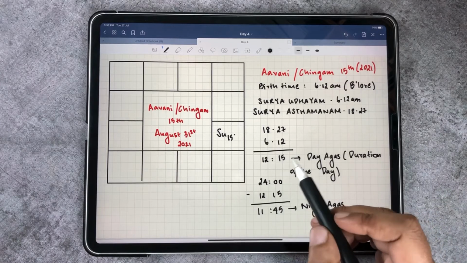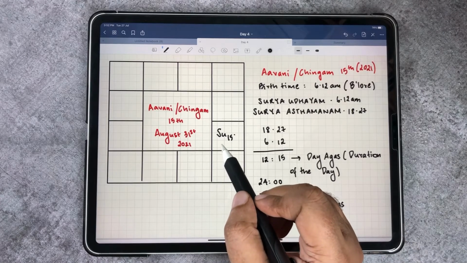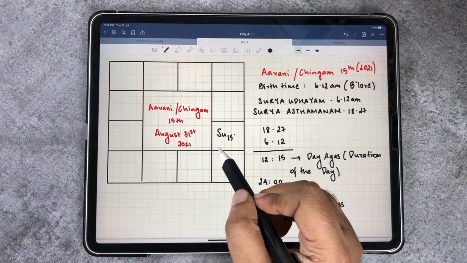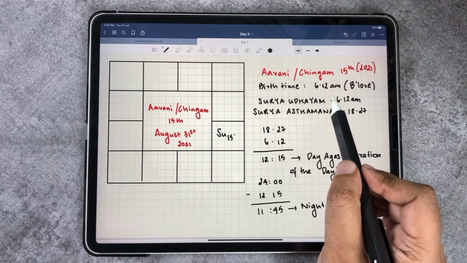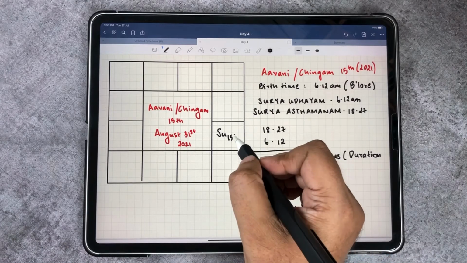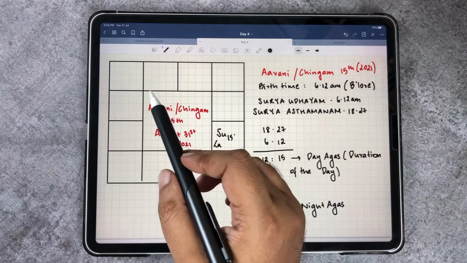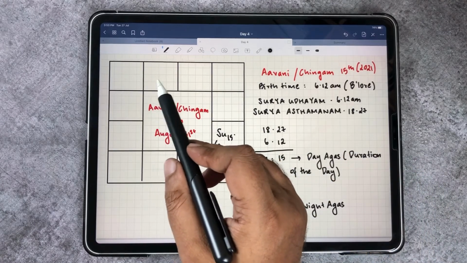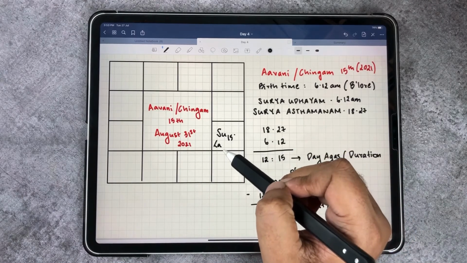So during Avani or Chingam, the 15th, where would the sun be again? I'm repeating, 15 degrees. Which Rashi would the sun be? The sun would be in Simha Rashi. So if a child is born at 6:12 a.m., he is born exactly during the Surya Udayam. So where would the Lagna be? The Lagna would be in Simha. Right? Earlier, it was Chitrai month, so we started with the Lagna as Mesha. Now, Avani, Chingam, the sun is here, so your Lagna starts with Simha Rashi, or we have the Simha Lagnam.